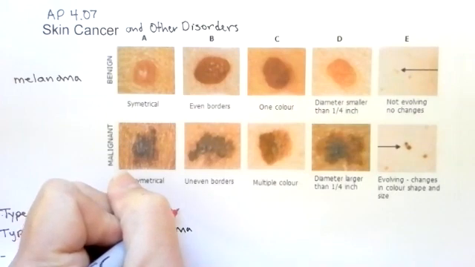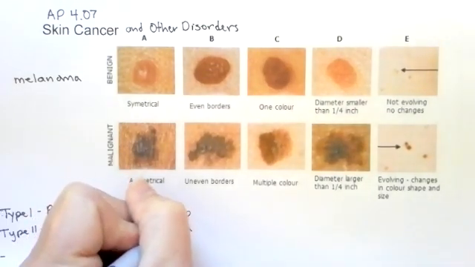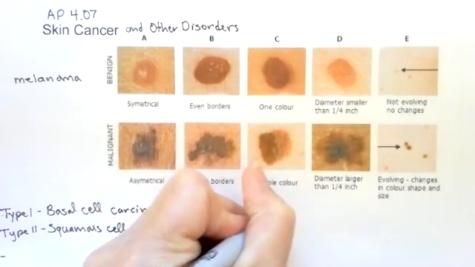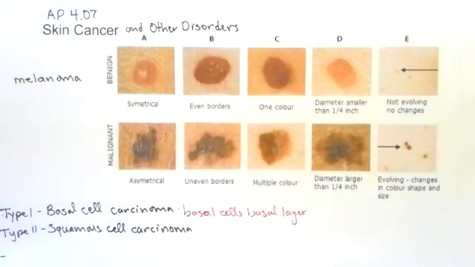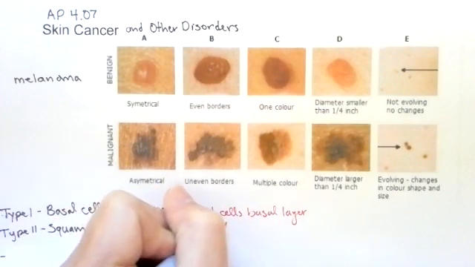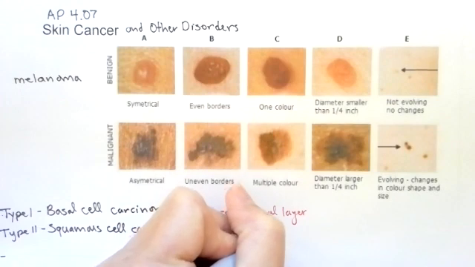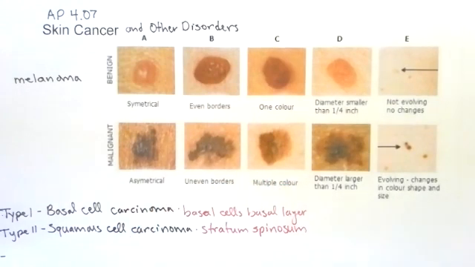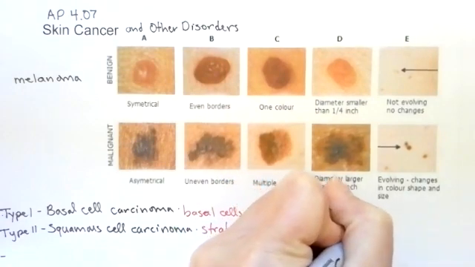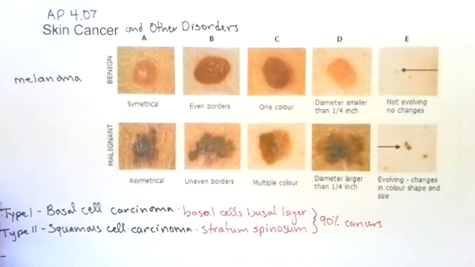Basal cell starts in the basal cells in the basal layer. And squamous cell is the stratum spinosum. So this would be the stratum basale. These make up about 90% of all cancers. I think something like 80% are basal cell, and this is the most treatable. It shows up as a brown scaly patch or a sore that won't heal.